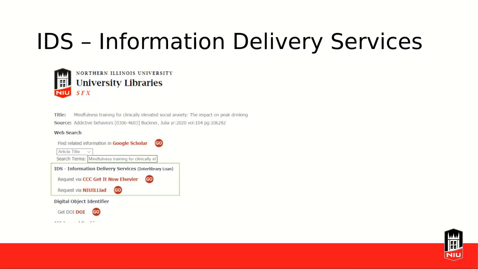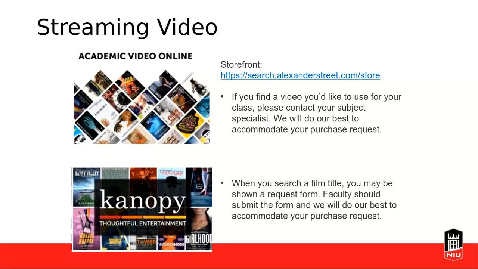So in addition to ebooks and our article databases for journal articles, we also have streaming video databases. Our main databases for streaming video are Academic Video Online and Canopy. So for all of the videos that we currently have access to, those will also be cataloged in the NIU catalog. So when you're running a search, those videos would show up.